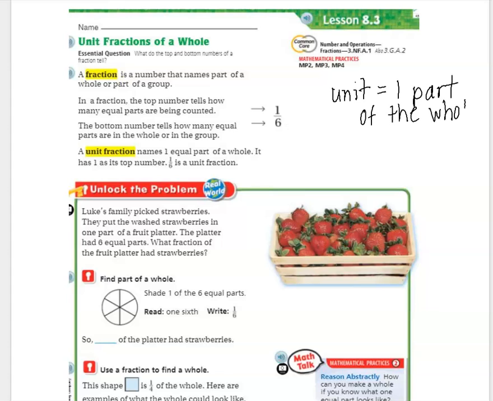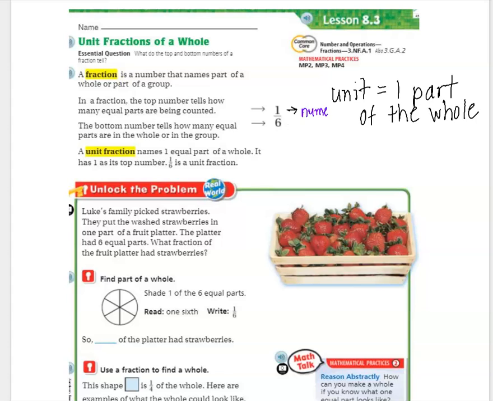So let's read a little bit about fractions. A fraction is a number that names part of a whole or part of a group. In a fraction, the top number tells how many equal parts are being counted. The bottom number tells how many equal parts are in the whole or in the group. So we call this top number a numerator.